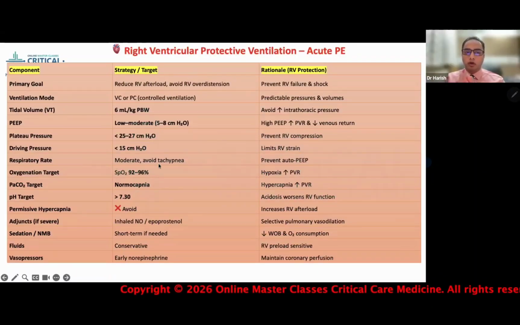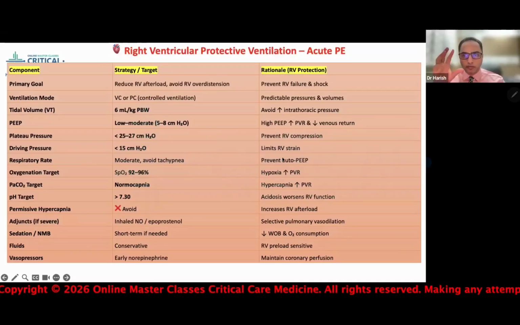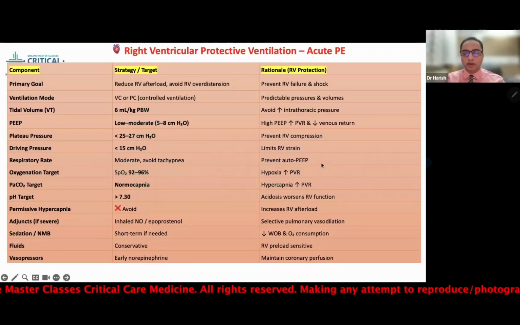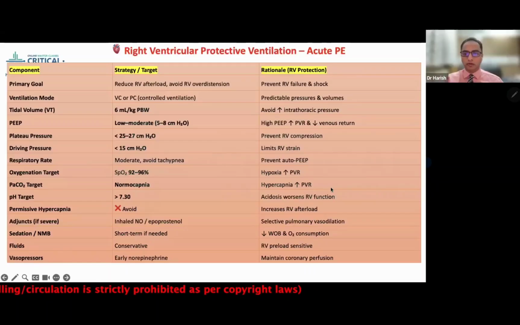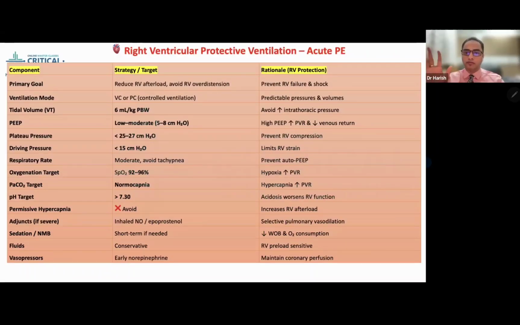Respiratory rate moderate, avoid tachypnea, because if you have too much increase in respiratory rate, there is inadequate expiratory time, which adds to auto-PEEP. Oxygenation somewhere 92 to 96. Hypoxia increases the pulmonary vascular resistance, that's why at least maintain saturation more than 92. Normocapnia, because hypercapnia will increase pulmonary vascular resistance. pH more than 7.3, as acidosis worsens the RV function. So permissive hypercapnia you need to avoid. We don't want PCO2 to go to 60, 50 and so on. We want normocapnia, because hypercapnia will increase the RV afterload.